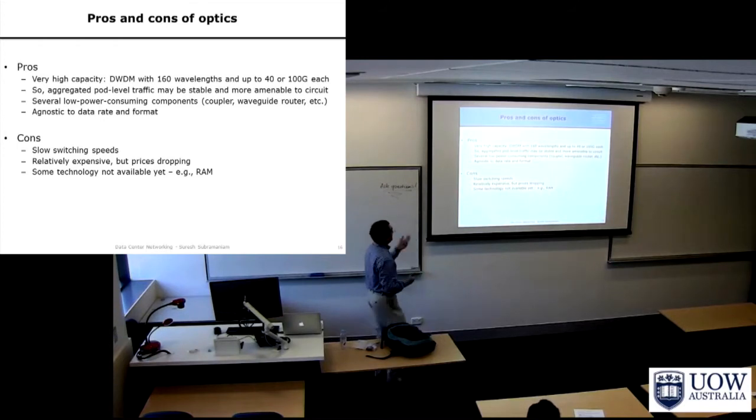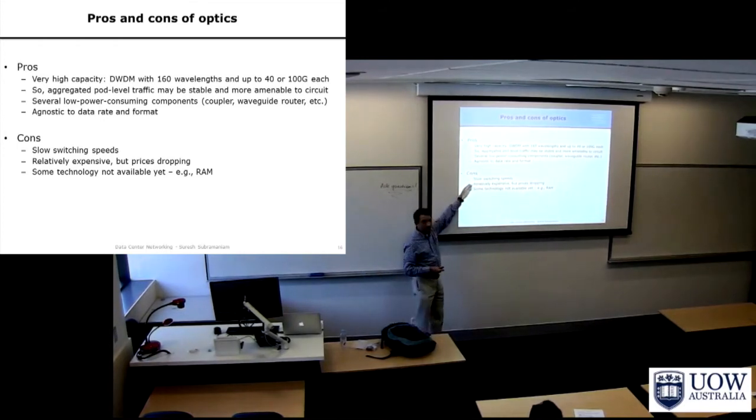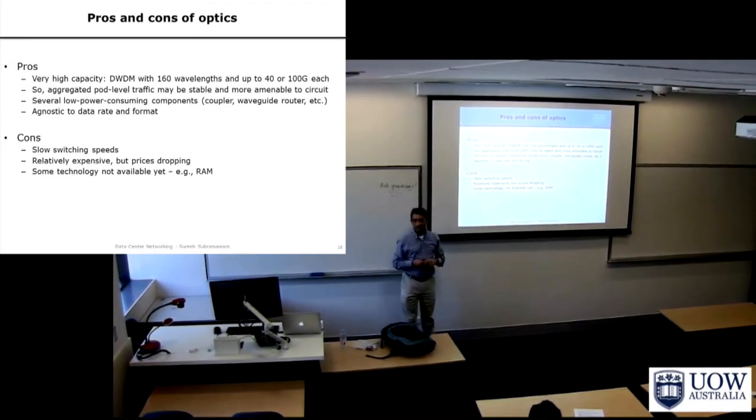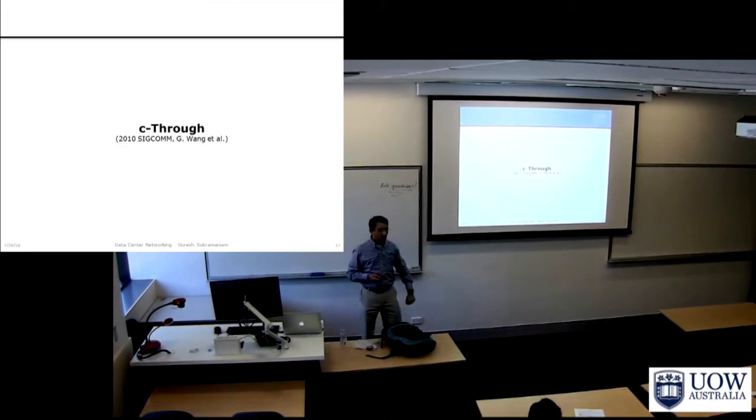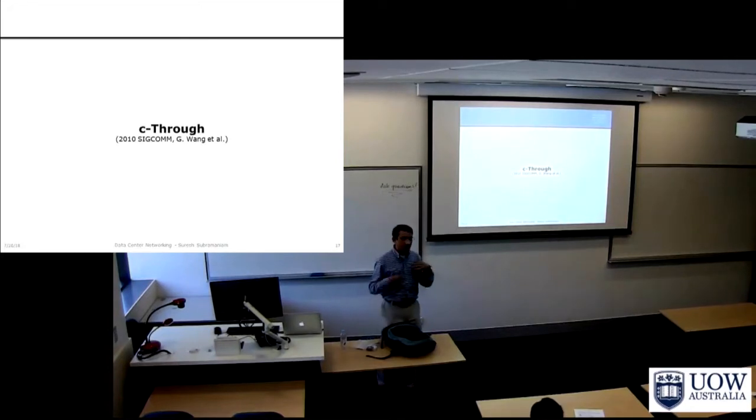The drawbacks, as I mentioned, are the slow switching speeds relative to electronic switches, and that they're relatively expensive, but prices are continuing to drop. It's also a relatively immature technology compared to electronics. For example, there's no memory, so you've got to overcome these problems. I'm going to talk about a few architectures that have used various types of optical components, and then finally I'll show some results on how much power can be saved.